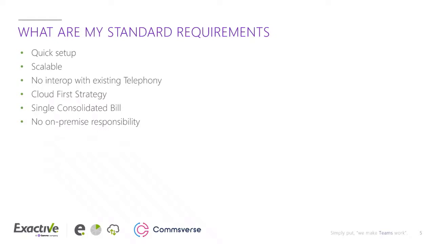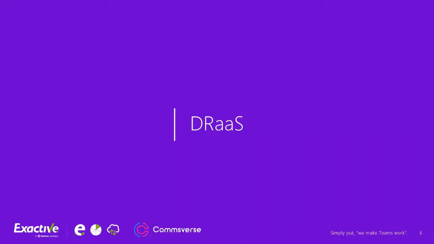So the answer for this migration, if this is where you're coming from and this is your scenario, is direct routing as a service. Like most things as a service, you'll consume it on a per-something basis, whether per channel, per minute or per user, mostly it's going to be per user per month. Everything in the background is taken care of and you just consume the base service.